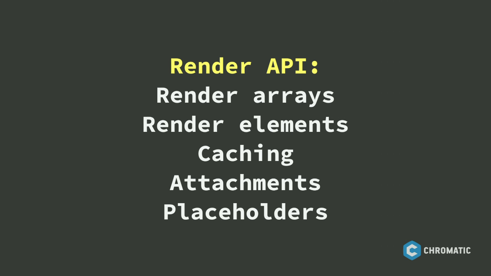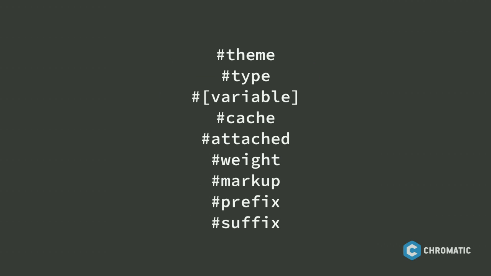So to dig a little deeper into these, how you're often going to interact with the render API is through the reserved properties that you can use within your render arrays. Again, these aren't all of them, but these are some of the more commonly used ones. So up until now, our examples have used the theme property and properties named after our variables to build our render arrays.